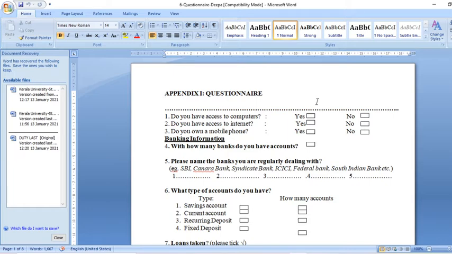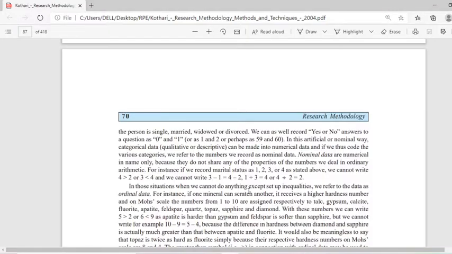Another question is, do you have access to the internet? The possible answer is yes or no. There is no preference among these options, yes and no. And you can see in question number 5, please name the banks you are regularly dealing with. We can take any one of these bank names. Another possible question is, what type of accounts do you have? Savings account, current account, fixed deposit, etc. How many accounts? So we have to collect the information based on some questions.